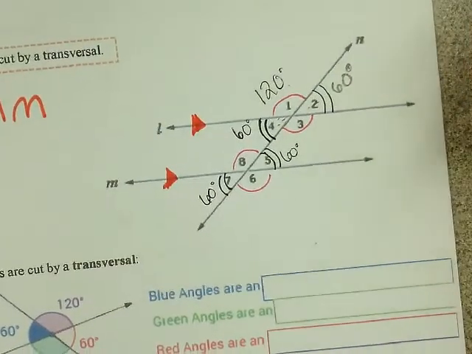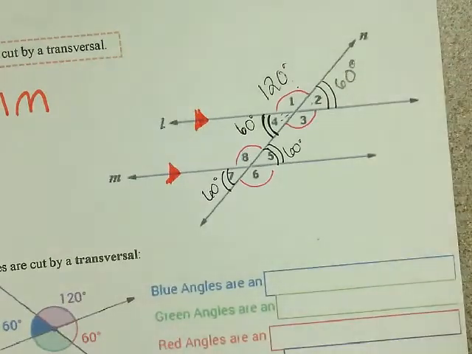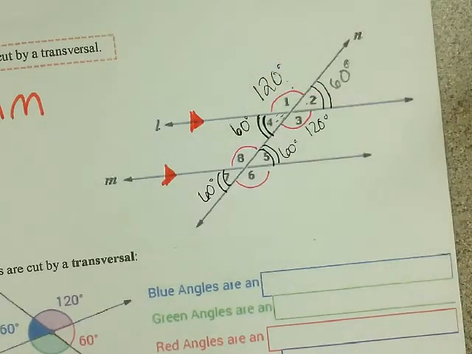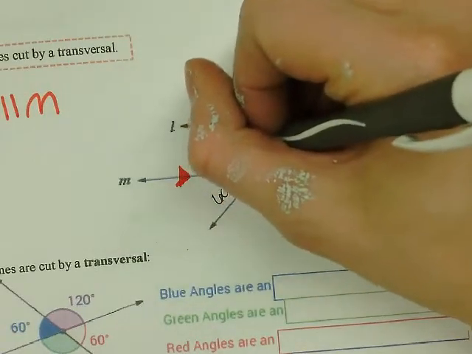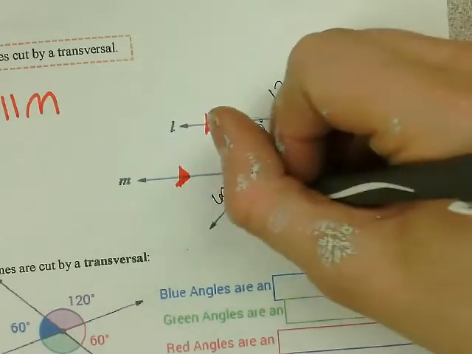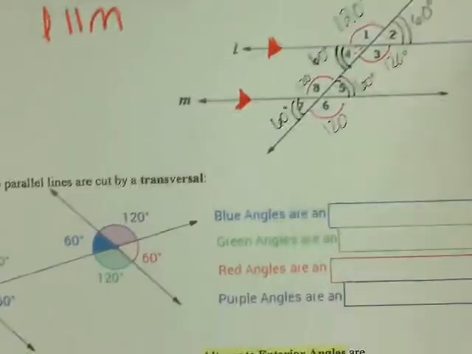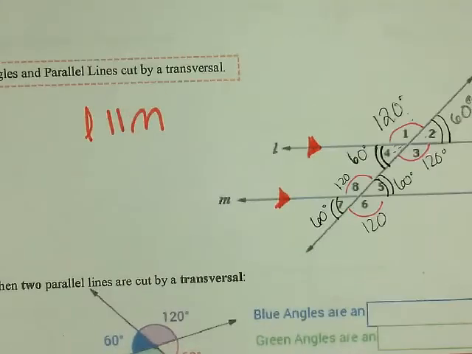All right. So if this is 120, what do I know about angle 3? 120. All right. What do I know about angle 8? And what about angle 6? 120. Oh my gosh, did I use the same? Oh my goodness. Hopefully you weren't copying it from there. Hopefully you actually used your brain.